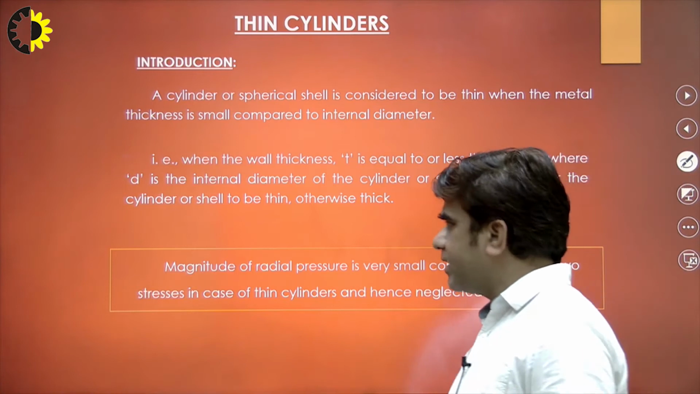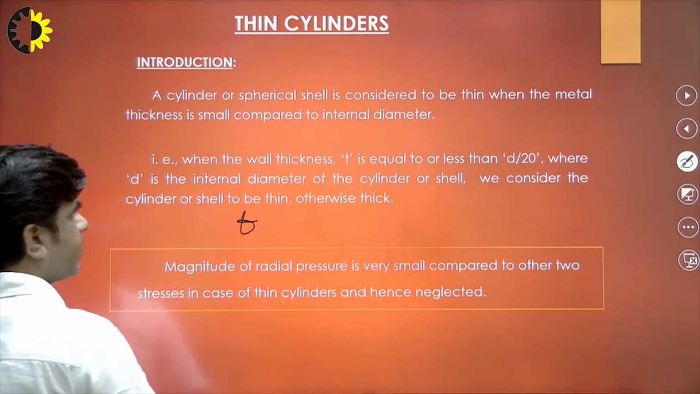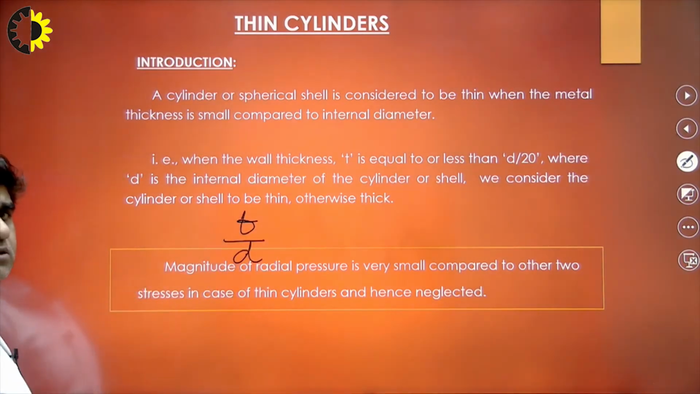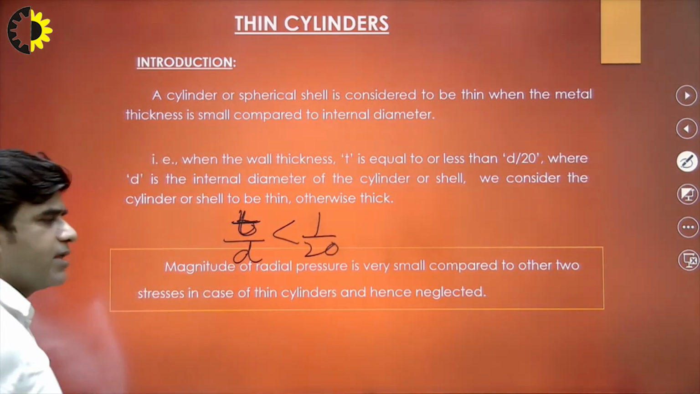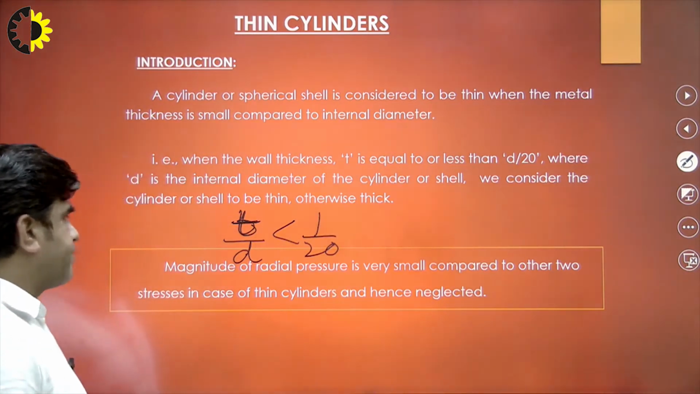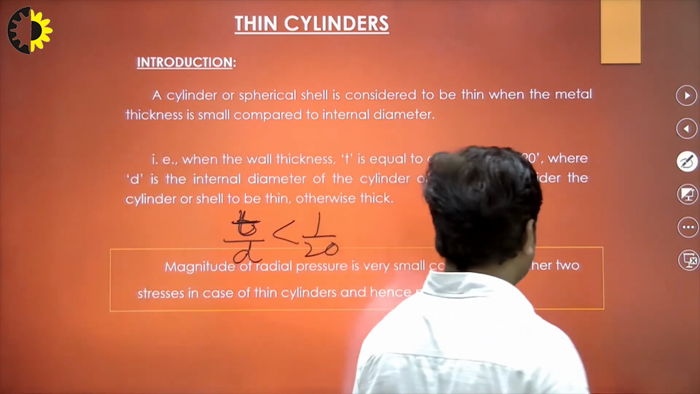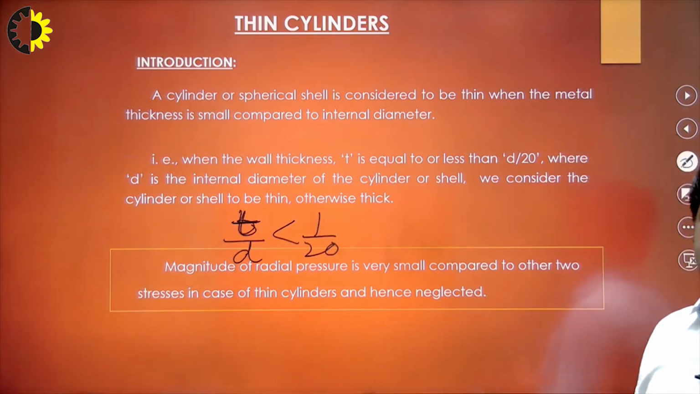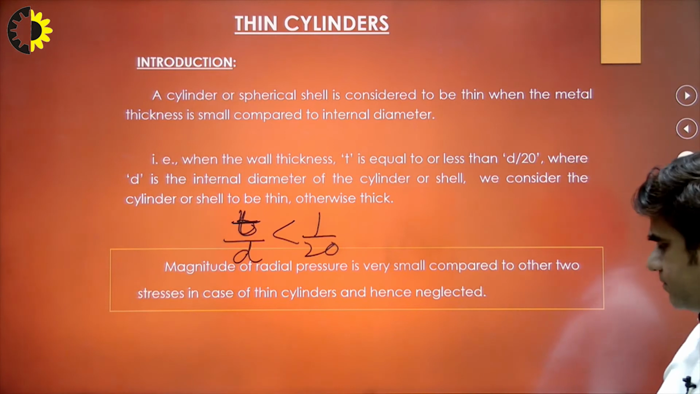So I can say, suppose thickness is t and internal diameter is d. So if the ratio t by d is less than 1/20, then it is considered as thin, otherwise thick cylinder. Now here the magnitude of radial pressure is very small compared to the other two stresses, hoop stress and longitudinal stress. That is why this radial pressure can be neglected.